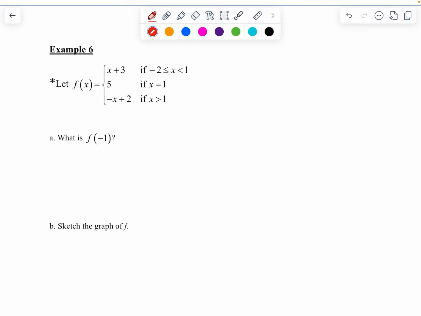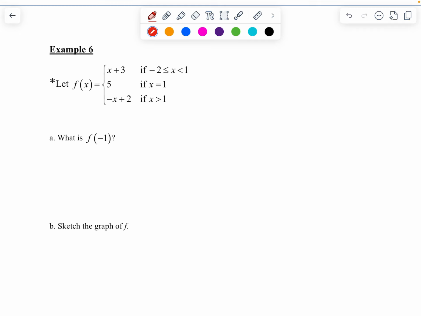So remember, we're going to use the if statements to tell us which formula to use for that value. I'm going to check the statements to see if one gives me a true statement. If it gives me a true statement, that's the only place it's going to work. If you check the other if statements, you should get false statements. Once you get a true statement, you're actually able to be finished. But I'm going to continue and show you how you get false statements for the other if statements.